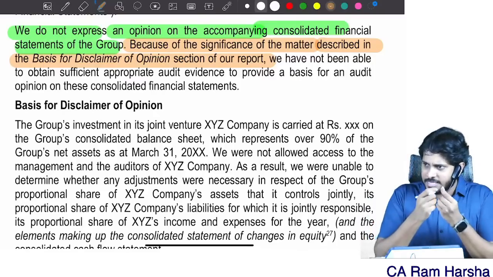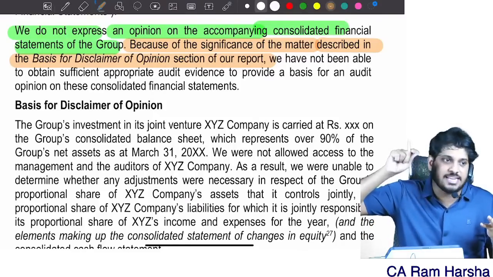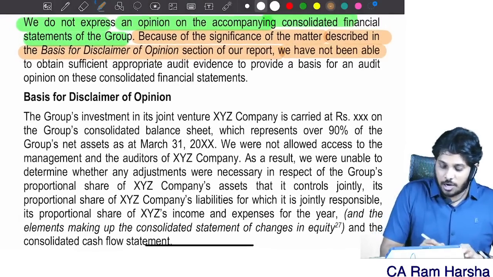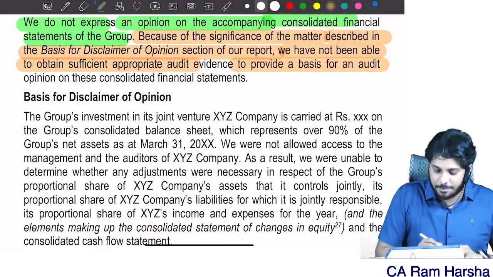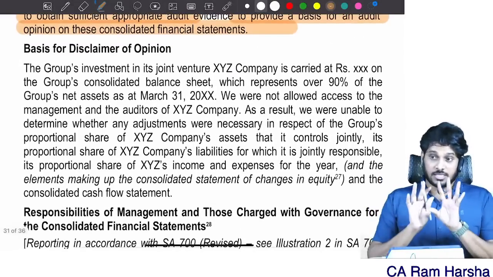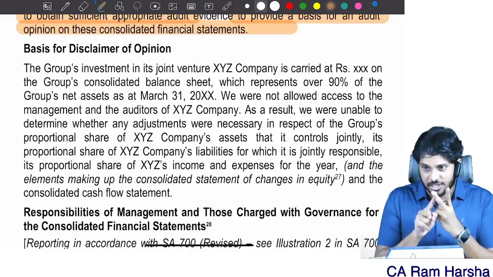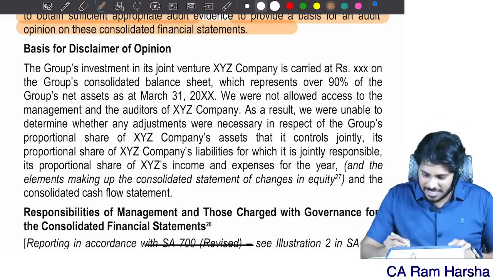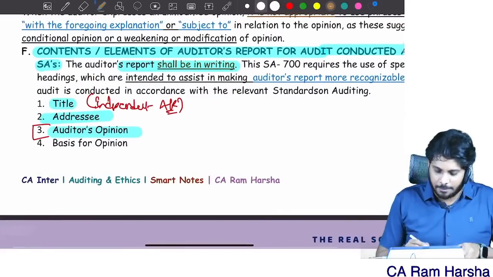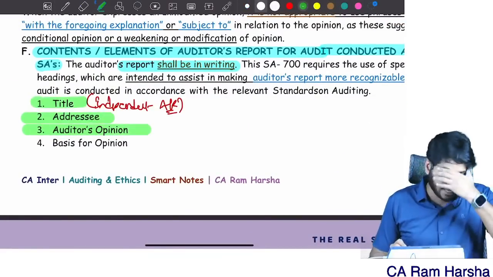In that section, there is a discussion on the matter. We have described a matter. Because of the significant effects of that matter, we decided not to give an opinion. So because of that, we have not been able to obtain sufficient appropriate evidence to provide a basis for an audit opinion on the consolidated financial statements. So this is the opinion section wordings. Now we understood which opinion to be given in which context. We understood definitions. We understood the drafting part. Correct? So technically we have completed the opinion section. Title is completed, address is completed, opinion section is also completed.